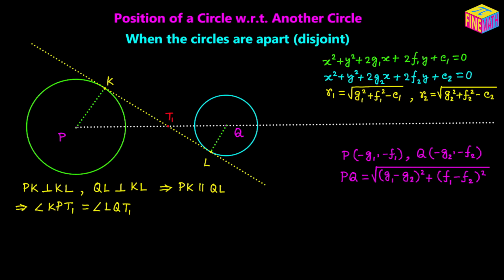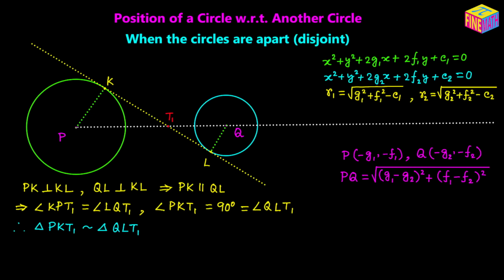And from there, we can say that angle KPT sub 1 will be equal to angle LQT sub 1. Those will be the alternate angles between two parallel lines. And also, angle PKT sub 1 will be equal to 90 degrees, and similarly, angle QLT sub 1 will also be equal to 90 degrees. And also, the vertically opposite angles, which are angle PT sub 1K and angle QT sub 1L, those two angles are vertically opposite angles. So here we have two triangles, PKT sub 1 and QLT sub 1. These two triangles have corresponding angles as equal. That means those two triangles are similar triangles.